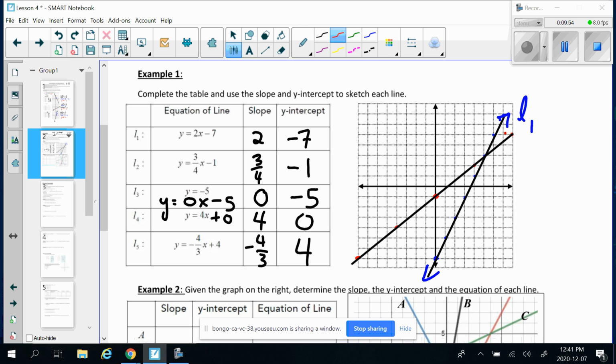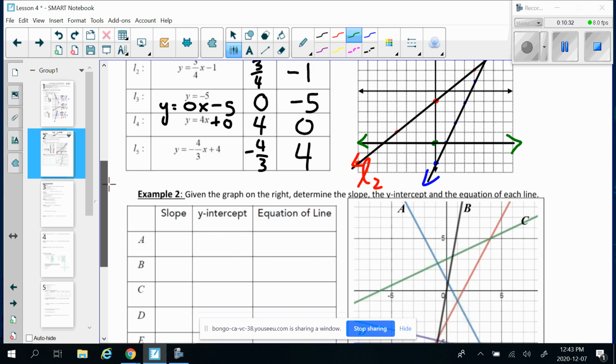What's really interesting is line 3. Line 3 has a y-intercept of -5, so we can go ahead and plot that, 1, 2, 3, 4, 5. But it actually has a slope of 0. So what does the slope of 0 actually mean? There was some argument about whether 0 meant vertical or horizontal. But check your notes. A slope of 0 is a horizontal line. So we know that this line is just going to be horizontal, like so. Okay?